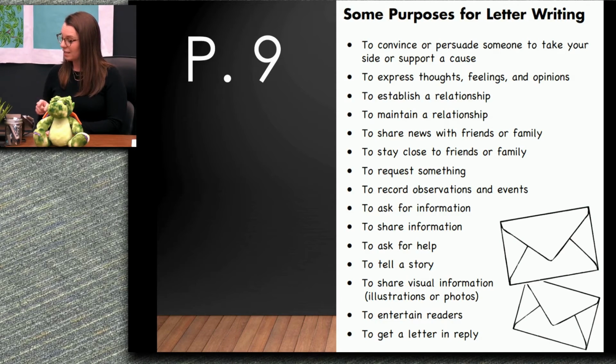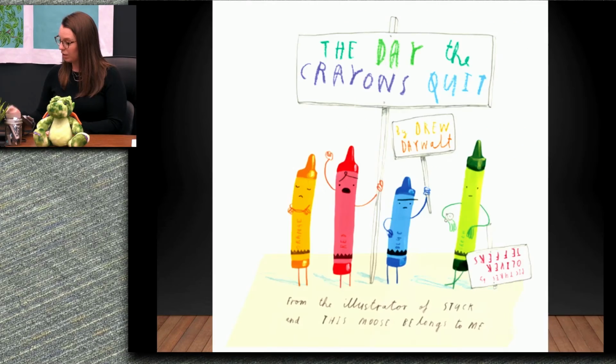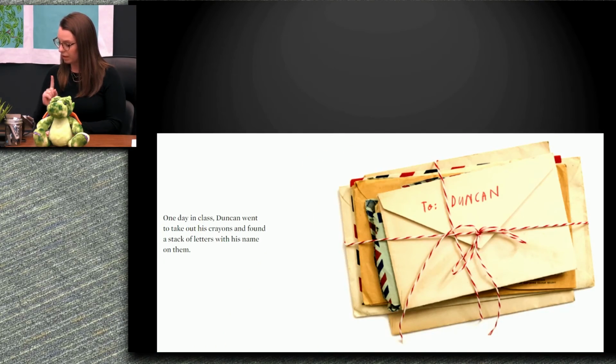Now, looking at this list, let's look at one last text that we've read, The Day the Crayons Quit by Drew Daywalt, and think about how the author of our letters, you'll remember, let's read this before we think about our purpose. One day in class, Duncan went to take out his crayons and found a stack of letters with his name on them. Now, we know who the addressee of these letters is. It's to Duncan. Think about what are the purpose of these letters. And the crayons had to stop and think before they even started writing. They knew they were writing to Duncan, and they had to think, why am I writing Duncan a letter?